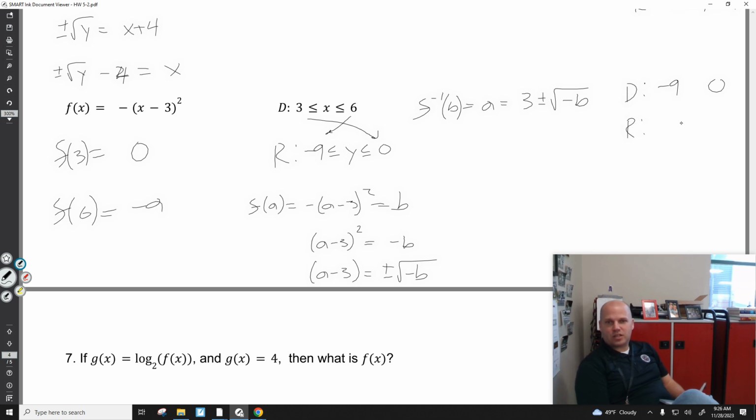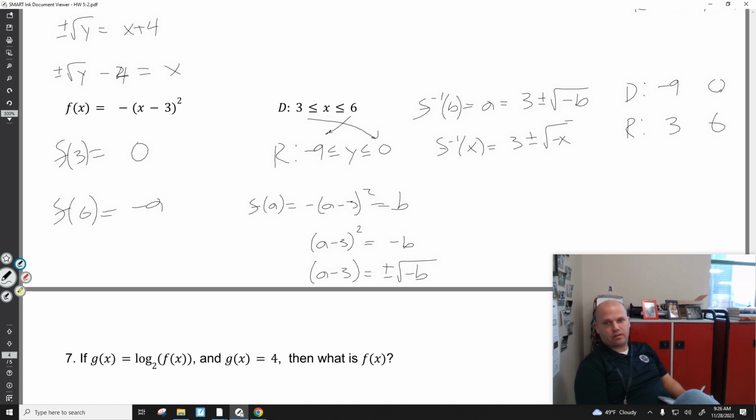And my range has to be values between 3 and 6. If I plug in -9, I better get 6. If I plug in 0, I better get 3. If you'd like to use x's to kind of show that, go ahead. Now we need to plug in -9. When I plug in -9, I better get 6. If I plug in -9, I take the opposite, it becomes +9. I take the square root of +9, I get 3. I need to add that 3 to get 6.